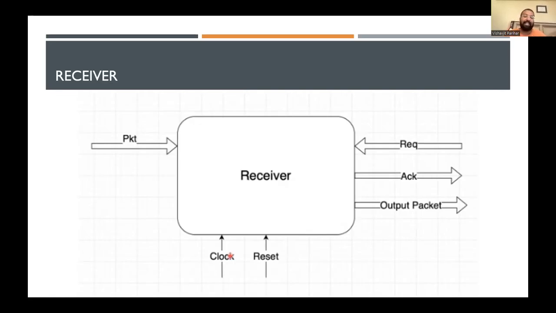A receiver will receive some packet from a transmitter. It can be any transmitter. Once it receives the packet, it'll try to send that packet as the output packet to the user. But it will also receive a request signal. This means once it receives a request signal, it has to send a confirmation that it received the packet. So this ACK signal, acknowledgement signal, will only turn on once it receives a packet, it receives a request, and that packet is transferred to the output packet. That's only when the receiver will generate an acknowledgement signal.